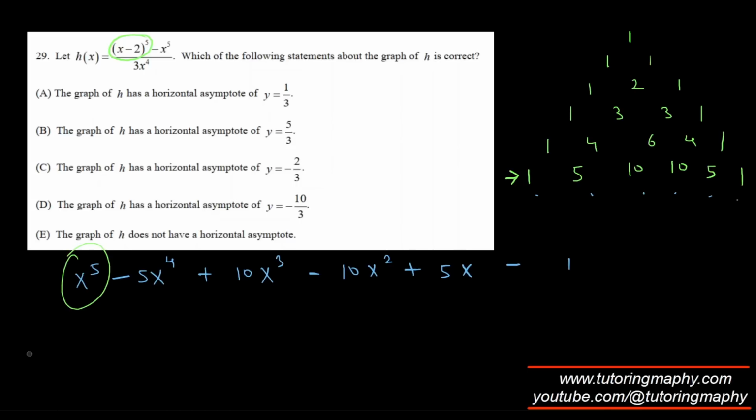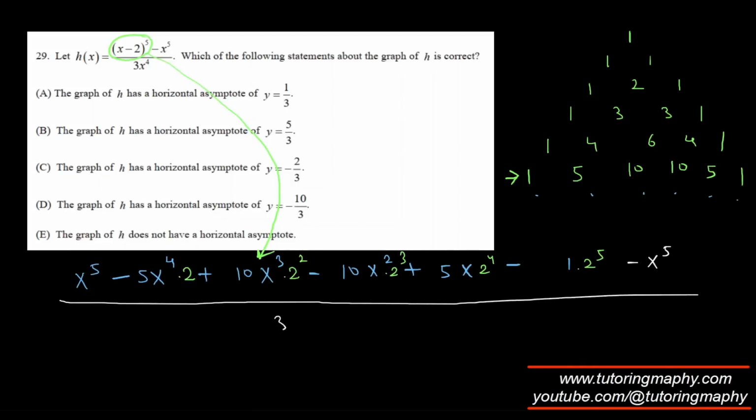So this is 2 raised to 0, which is just 1. And then 2 raised to 1, then 2 raised to 2, then 2 raised to 3, 2 raised to 4, and then 2 raised to 5. So this x minus 2 raised to 5 will look like this. And remember, there is a minus x raised to 5 as well. So it's minus x to the 5 divided by 3x to the 4. Now these two are gone.